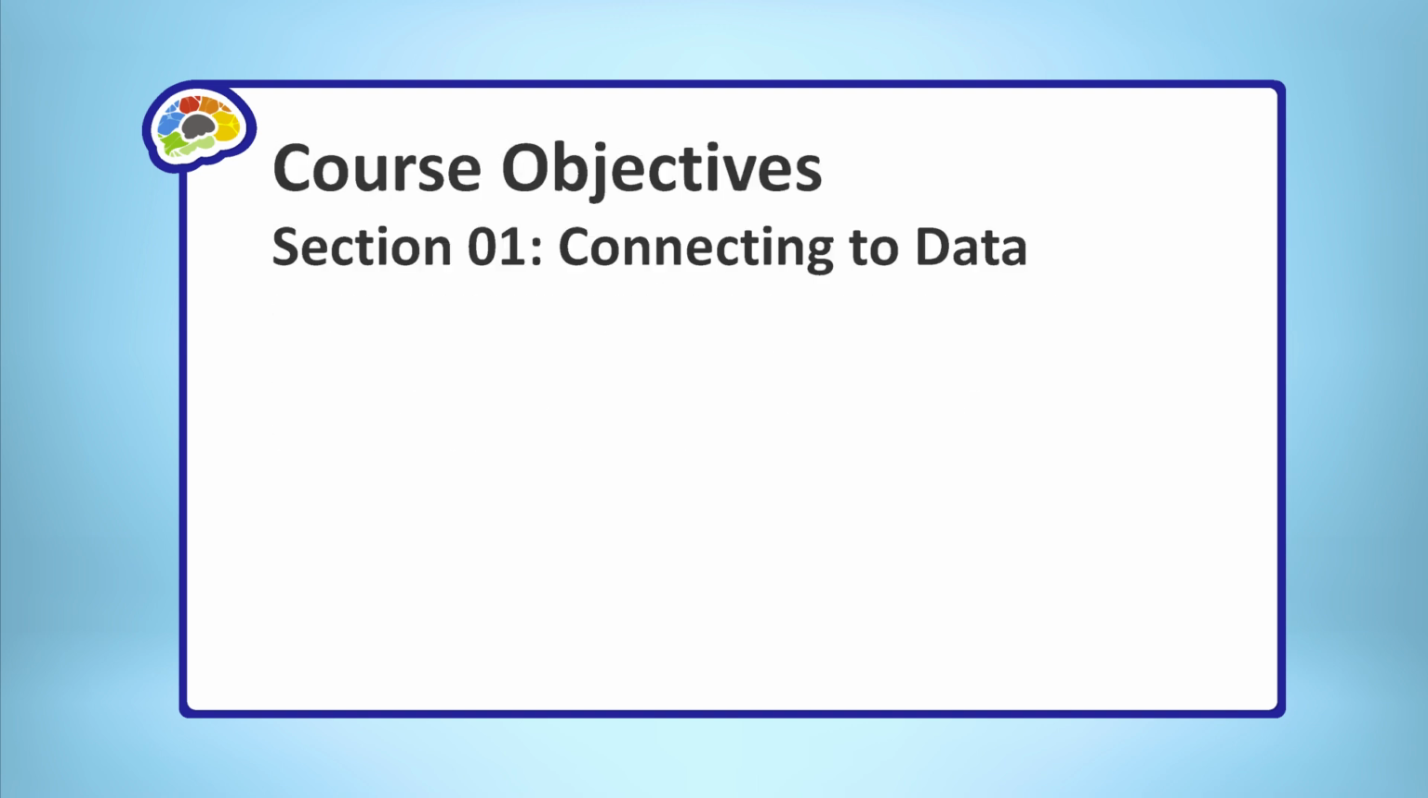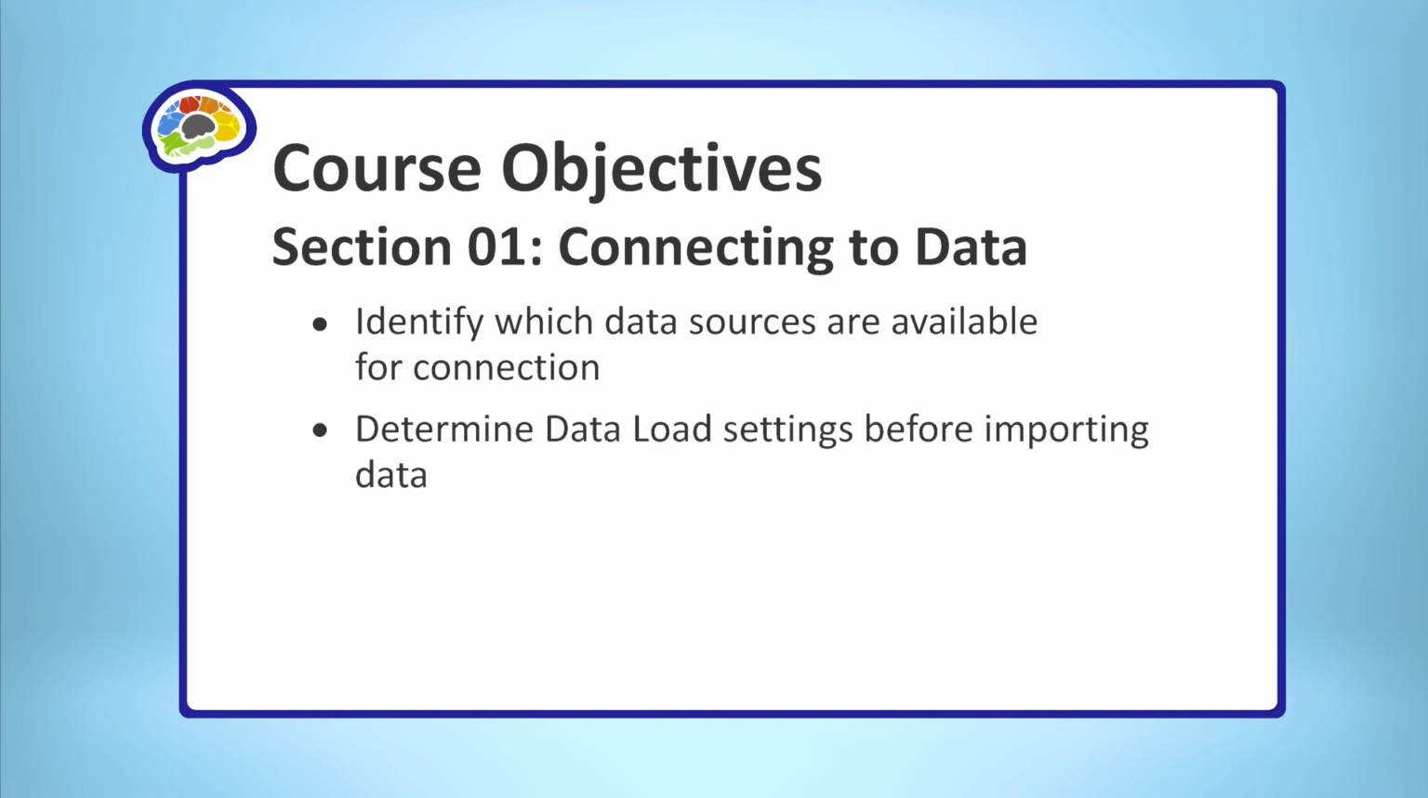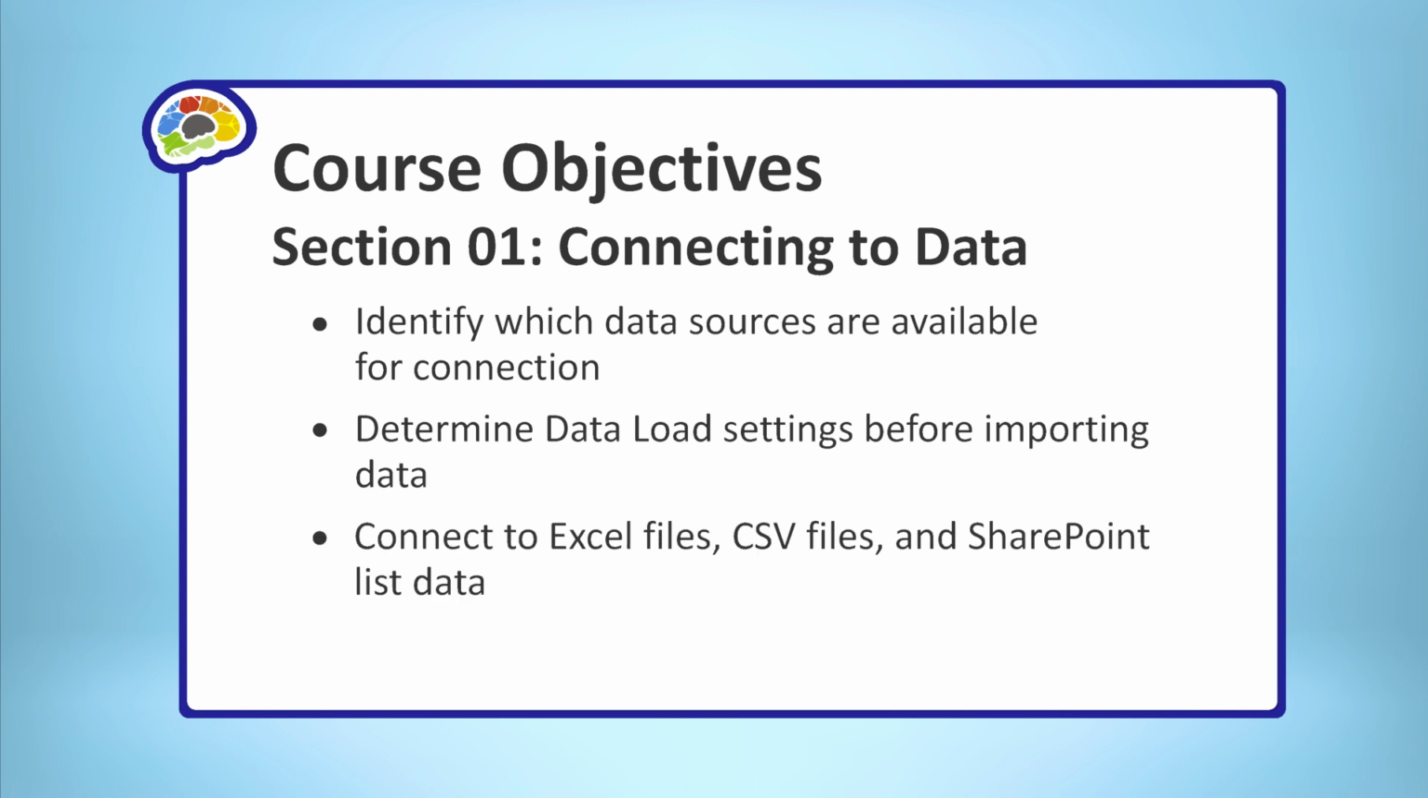We'll start by identifying which data sources are available for connection and determining data load settings before importing data. Then we'll connect to Excel files, a CSV file, and a SharePoint list. We'll also enter data in Power BI to load as a data source.